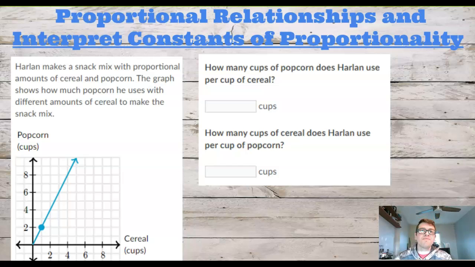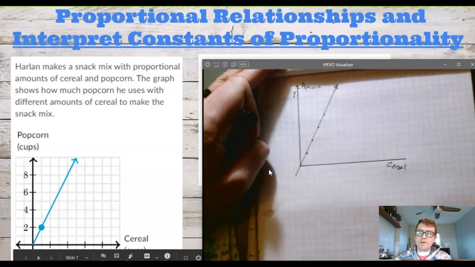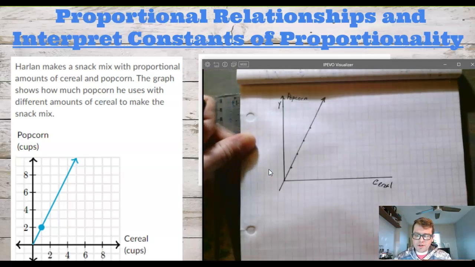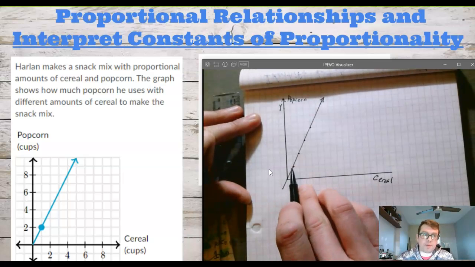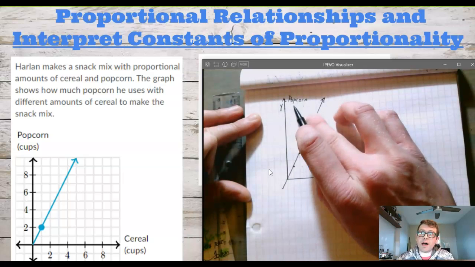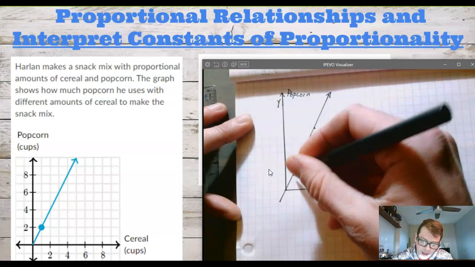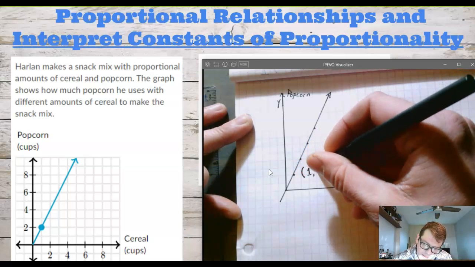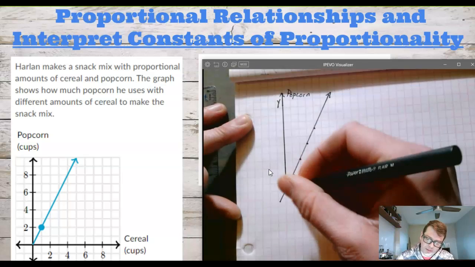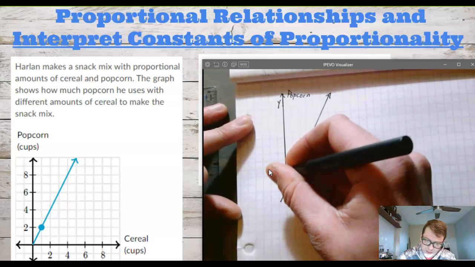Yeah, absolutely. So guys, if you are able to, you don't have to use a ruler and make perfectly straight lines, but throw a version of this in your notes, and you should be using graph paper. That's why I'm using nice numbers in these graphs: label your y-axis with popcorn, label your x-axis with cereal, and put this point here. That point is actually (1, 2), because the x value is 1, and the y value is 2.